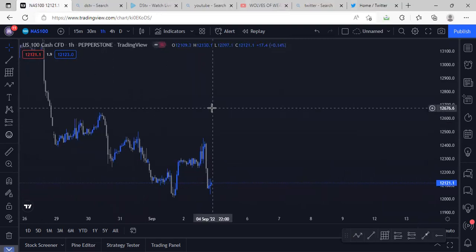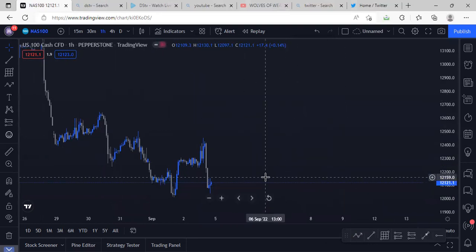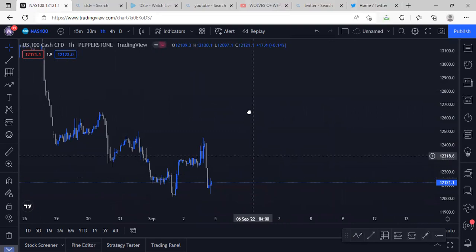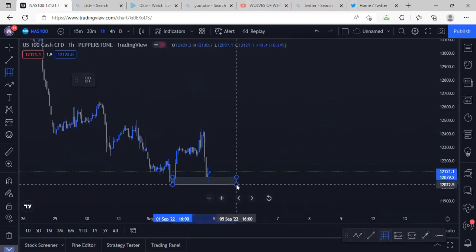So I'm pretty sure most of y'all have heard a saying that the smart money concept, you trade with the banks, and the banks put their orders on certain levels, like right here. What I'm looking at right now, I already know that the market was on the order block right here. This is what we call an order block.